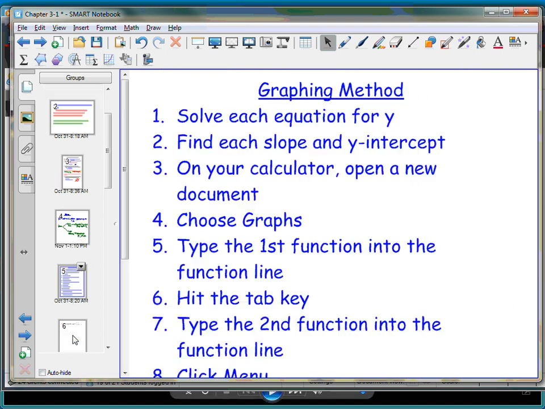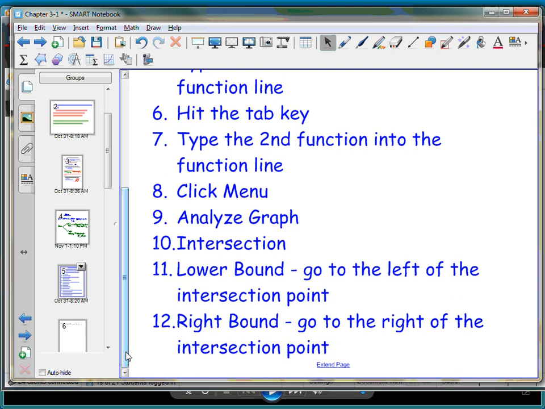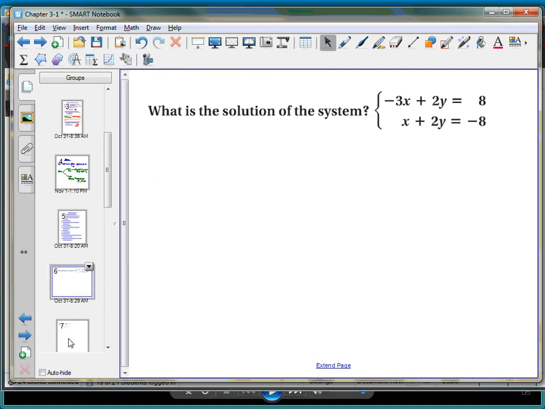Okay. Steps in graphing. It's right up here too. Steps in graphing. Solve each equation for y. Find each slope and y-intercept. On your calculator, open a new document, choose graphs, type the first function in the function line, hit the tab key, type the second function, hit menu, analyze, intersections, lower bound, right down. It's already written down in your notes for you. True statement? Excellent. Let's begin.